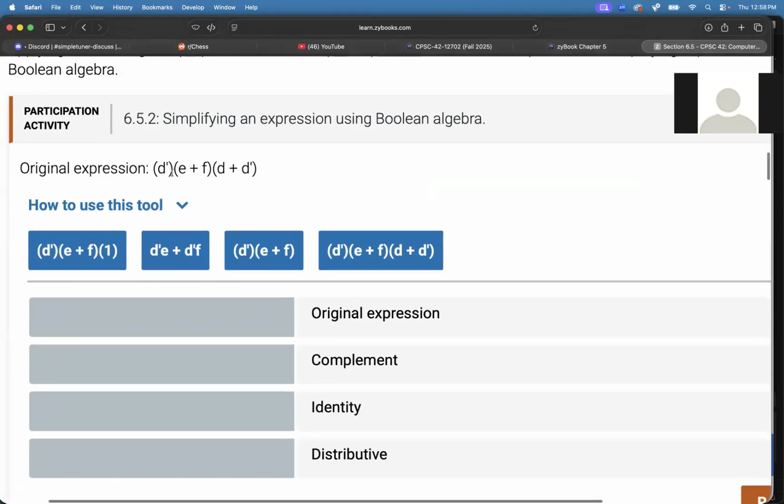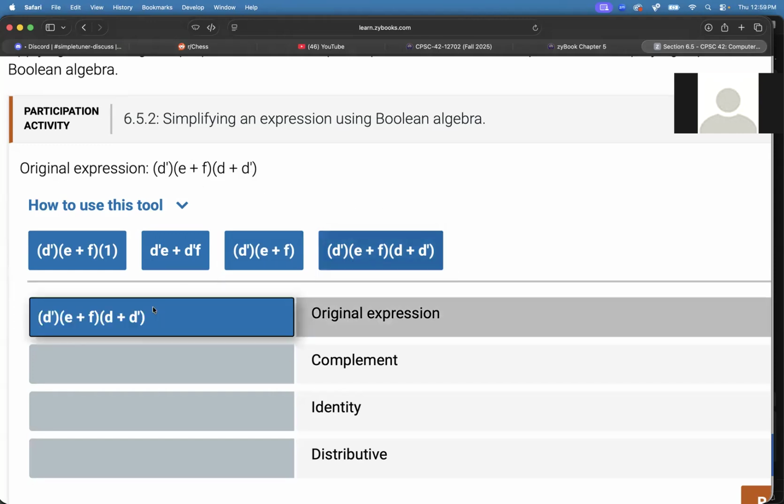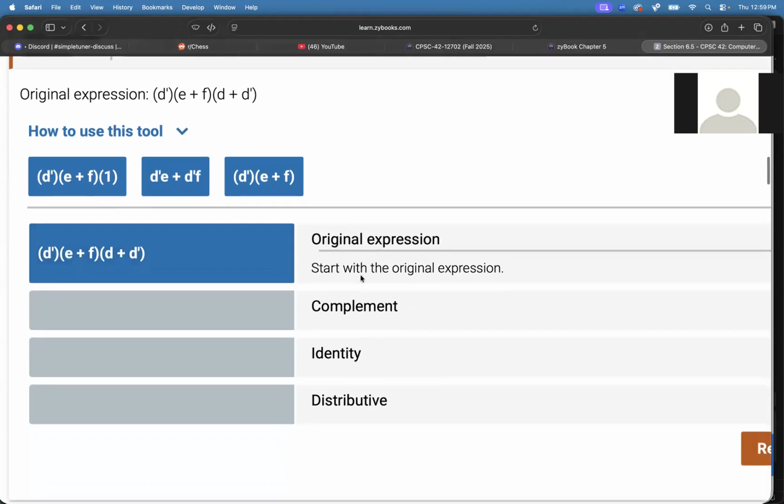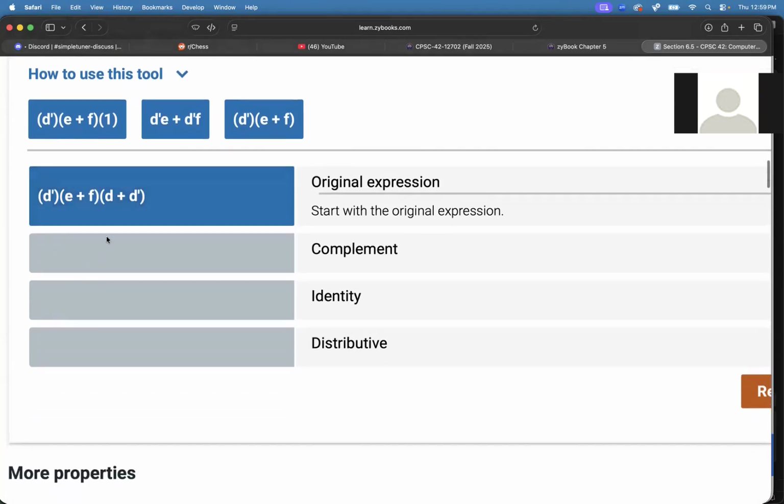So, let's say we had this expression right here. It says original expression, which is right here. And then it says a complement. So I think they're referring to identities. The identity that we would use is D plus not D, right? Remember that always simplifies to a 1. If you compare this to this, you'll see it's the same, except the D plus not D has been replaced with a 1.